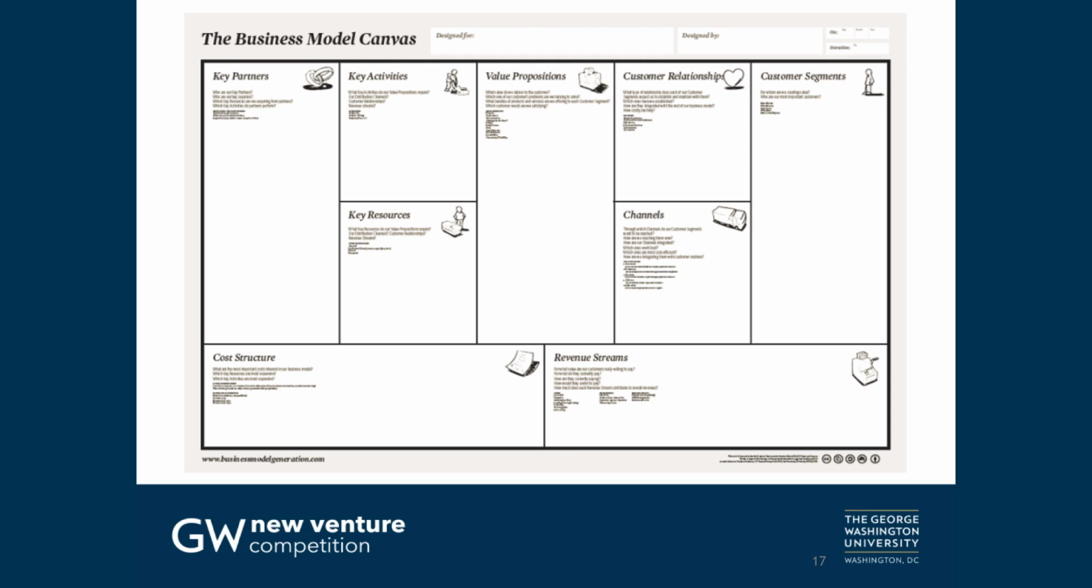Seventh element is the key resources. These are assets that the company has to control in order to be successful. Typically these are people, but they might also be technologies, they might be physical resources, plant and equipment, or they might be financial resources. Eighth element is the key activities.